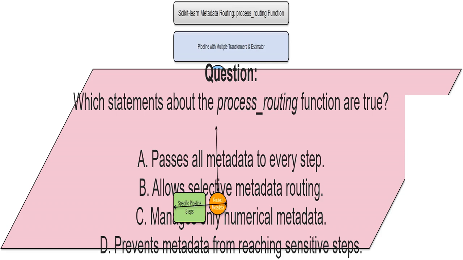This question asks you to identify correct statements about the process_routing function in scikit-learn's utils.metadata_routing module. This function controls how metadata flows through a machine learning pipeline. It's a multiple-choice question testing your knowledge of the function's capabilities. Understanding how metadata is handled is crucial in building efficient and robust machine learning pipelines.